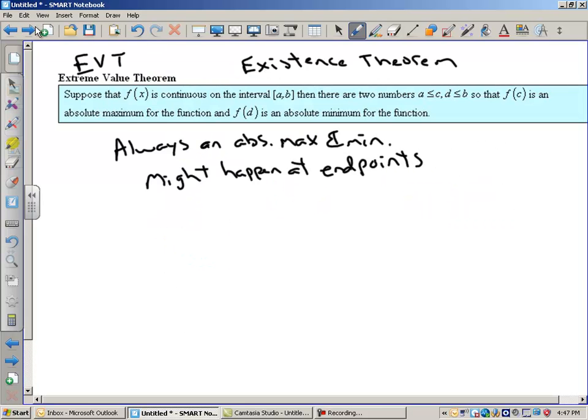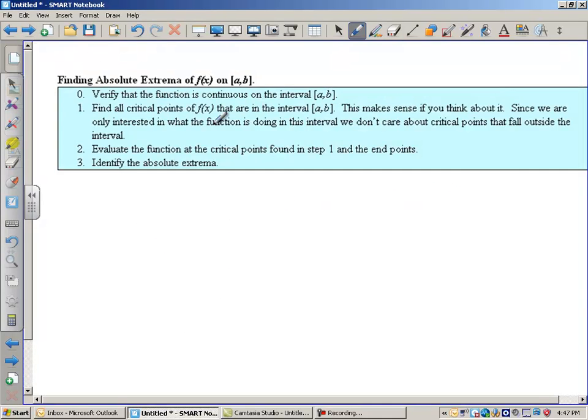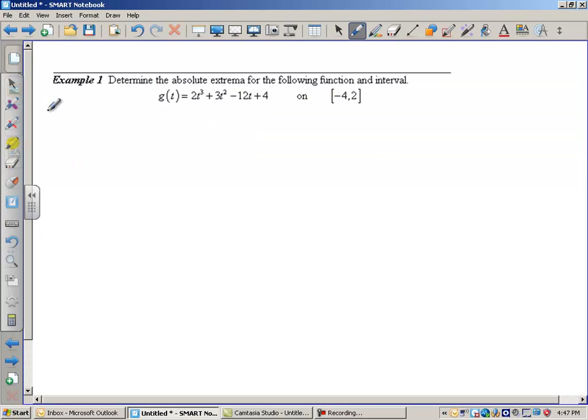All right, so let's work a question. But before we do this, this is how we're going to find absolute extrema. You're going to have to verify it's continuous. Then you're going to find all critical points, because you could find a place where the graph turned around and had a slope of 0, and if that's the case, that's a potential max or min. And then we're going to look at that function and we're going to identify. Let me show you how we're going to organize all of this stuff.